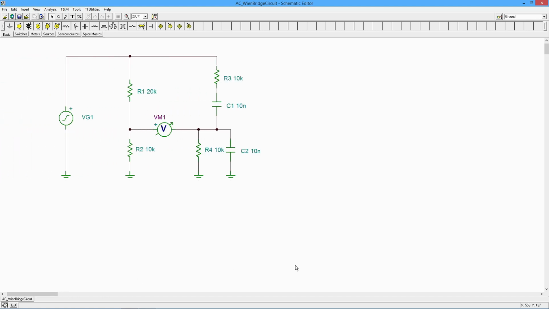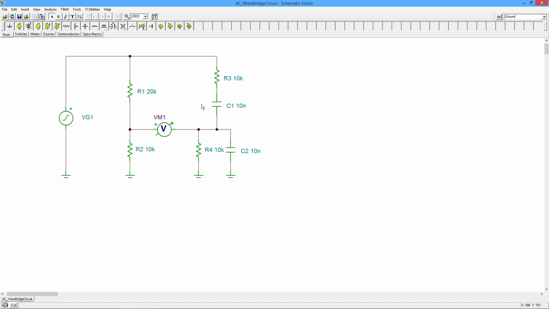Here is an example. We have an AC source. The first part of the bridge is just a pair of resistors, 2-to-1 ratio. In this case, I've thrown in a 20K and a 10K, but the actual values are not that important. I just need a 2-to-1 ratio here.